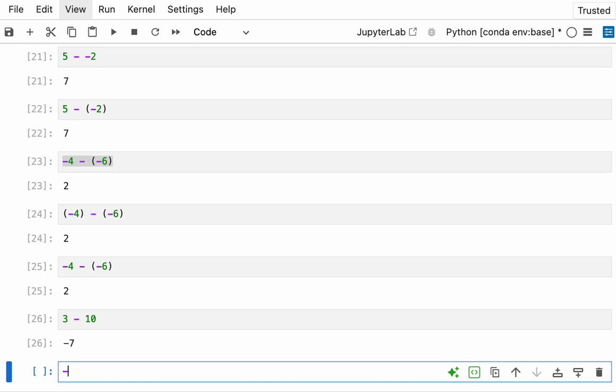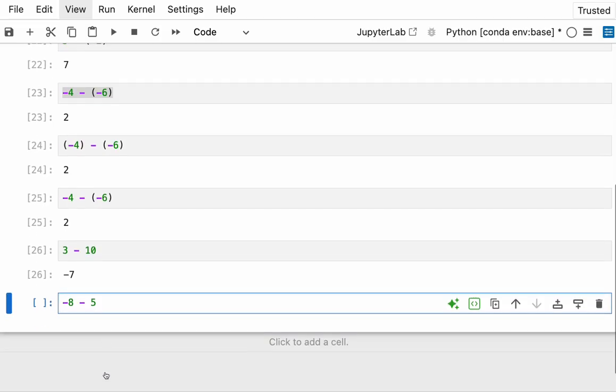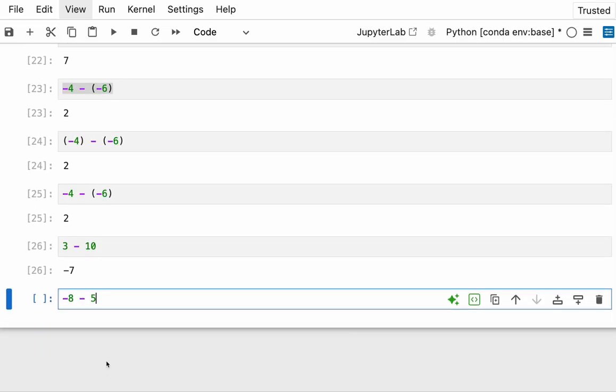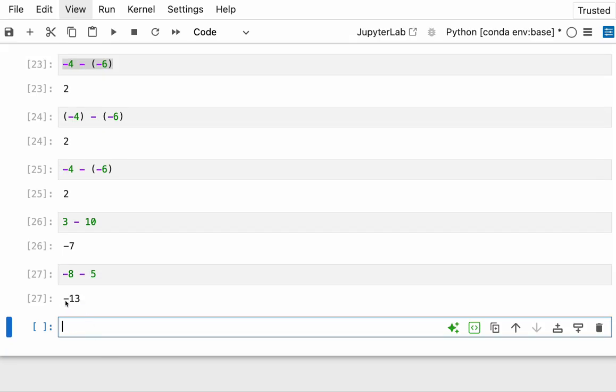Let's also try another example. Let's say minus 8 minus 5. So minus 8 minus 5. Can you guess the answer? Minus 8 minus 5, we run it and we get minus 13.